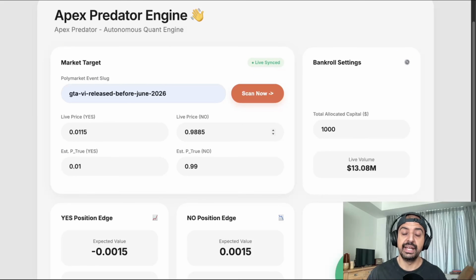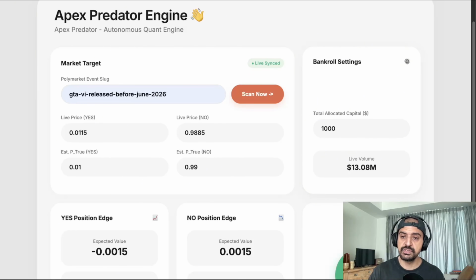On the other side, a live price for no is at $0.9885, which means that the market seems to think that there is a 98.85% probability that Rockstar will not release a GTA 6 before June 2026. So most of Polymarket and their traders are betting on the no side of the trade.